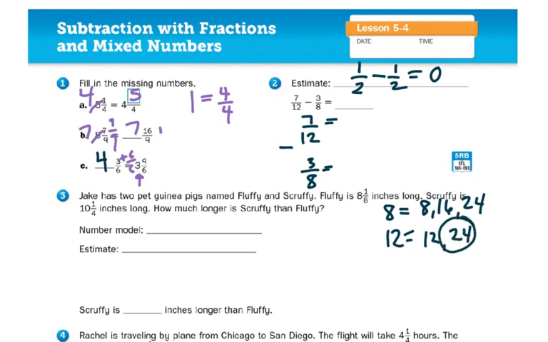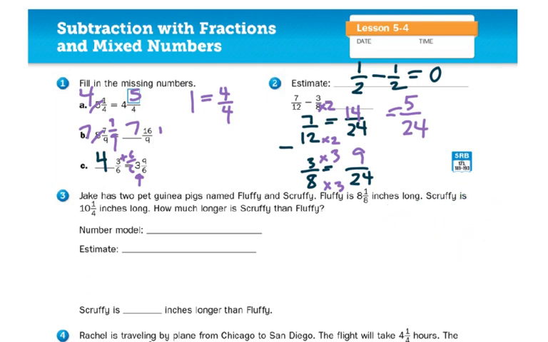Ding, ding, ding, ding, ding, ding. I'm going to change each one to 24ths. Here they multiplied by 2 on the denominator, so I'm going to multiply by 2 on the numerator. Here we multiplied by 3 in the denominator, multiply by 3 in the numerator. And guess what? Yes! The top fraction is larger than the bottom, so I can subtract. 14 minus 9 is 5, and the 24ths stays the same. 5 24ths.